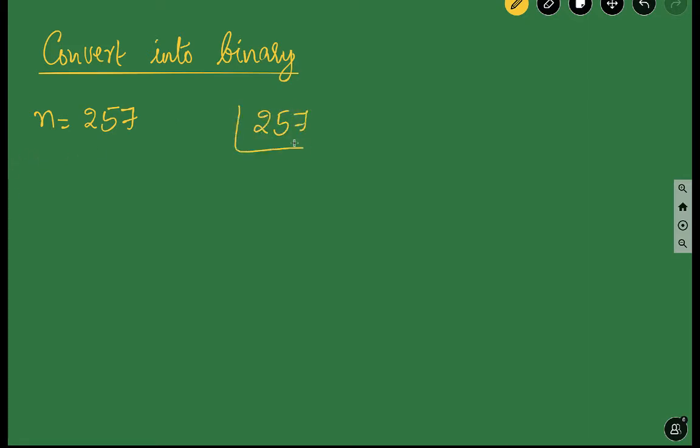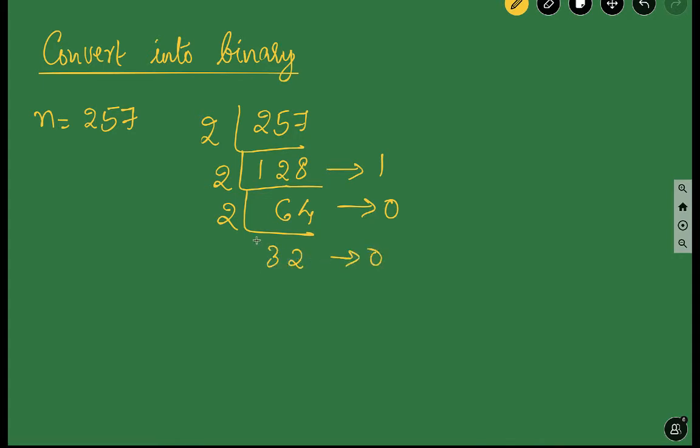We know that 257 divided by 2 will give quotient 128 and remainder will be 1. If we divide this number 128 again by 2, we will get 64 as the quotient and remainder will be 0. 64 divided by 2 gives 32 as the quotient, 0 will be the remainder. 32 divided by 2 gives 16 as the quotient, 0 is the remainder.